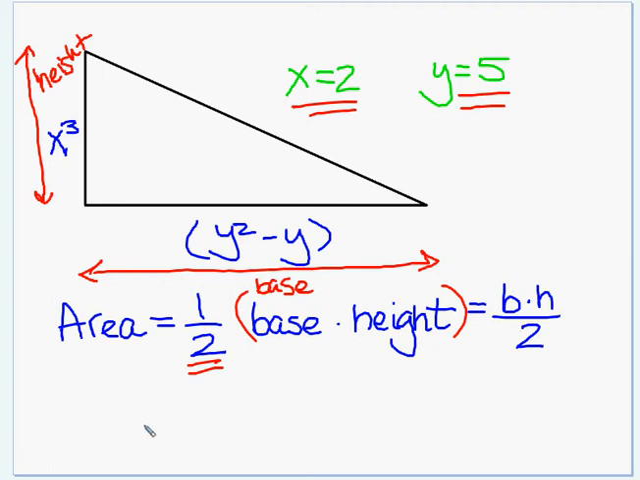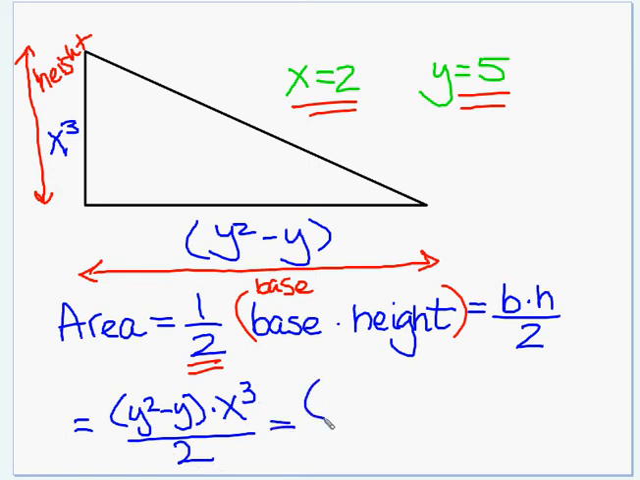What's the base? The base is y squared minus y, and the height is x to the third power, and we're going to divide that by 2 once we've processed and worked through the substitution. Using PEMDAS, we have 5 squared minus 5 times x is 2, 2 to the third power, and then everything is divided by 2. What does this equal?